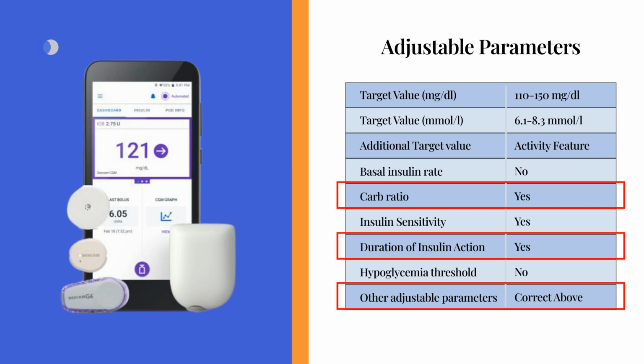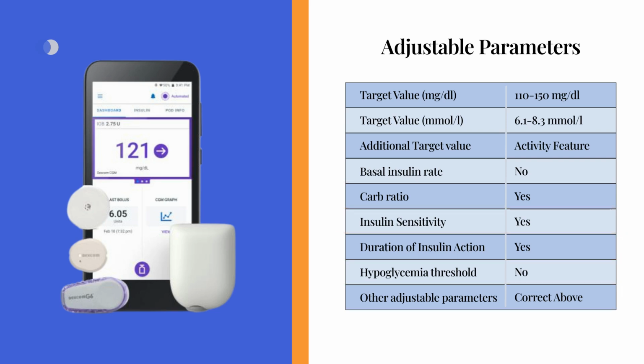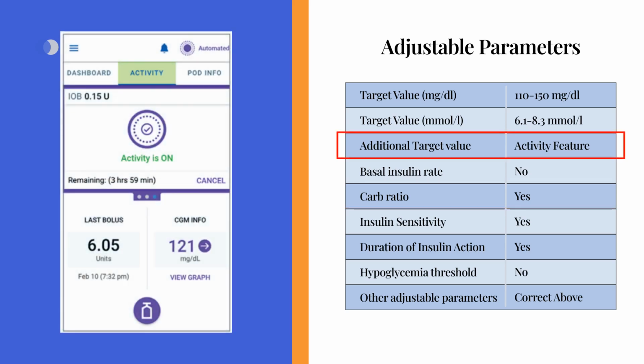It's important to note that these bolus calculator parameters will only have an impact on the manual mealtime or correction boluses, and not on the calculated automated or adaptive basal rate. Of these bolus calculator parameters, the carbohydrate to insulin ratio is the most influential parameter in terms of clinical impact. An optional activity feature is available, which sets a higher target glucose value of 150 mg per deciliter or 8.3 millimol per liter, and reduces insulin delivery to accommodate physical activity or times of increased risk of hypoglycemia.